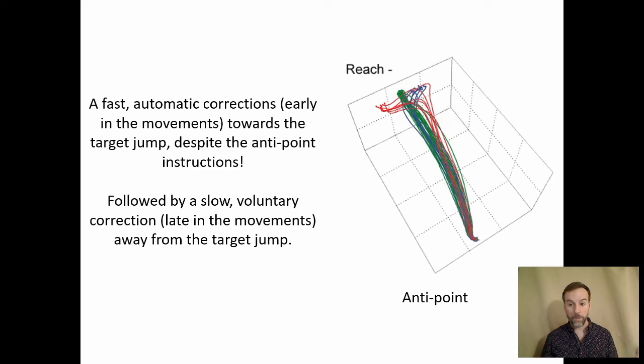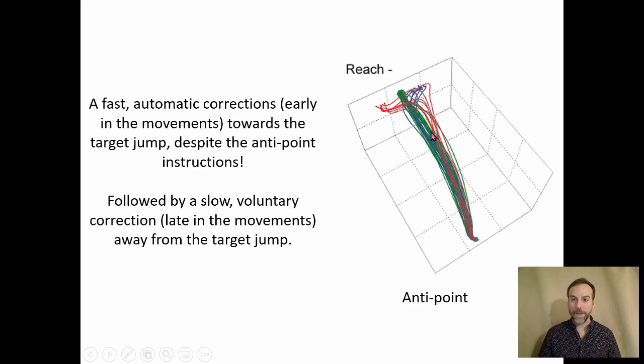So to be able to correct fast enough so that the glass doesn't break, it's a very simple system. It's quite reflexive. Here, the problem with that is because that system is so fast and simple, it can't handle the complex anti-point instructions. So when that target jumps to the right, your fast automatic system can't say, ooh, it went to the right, I'm going to follow it. It's almost like a dog off a leash when a squirrel runs by. The squirrel just wants to chase it, even if that isn't the instruction from the owner.